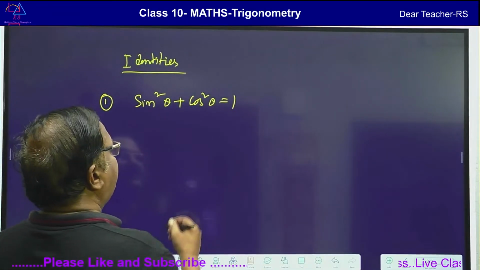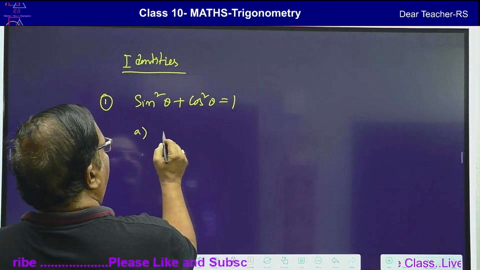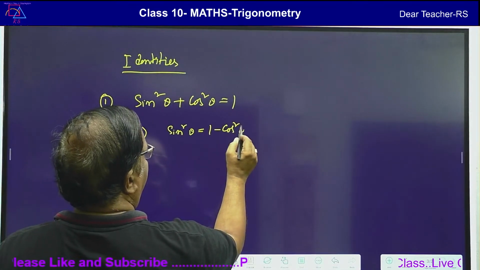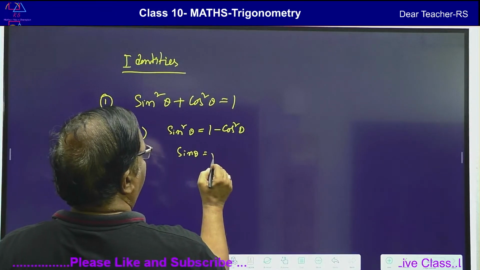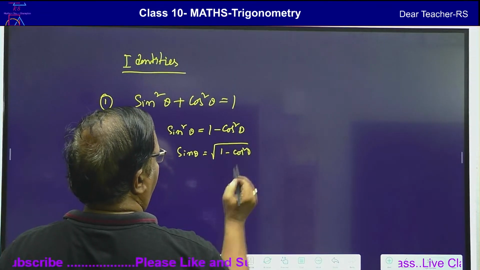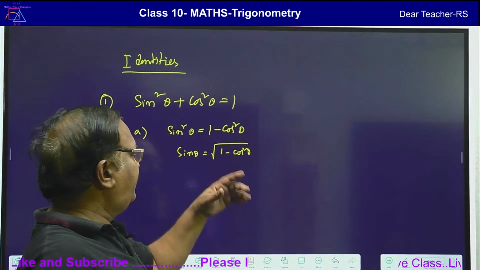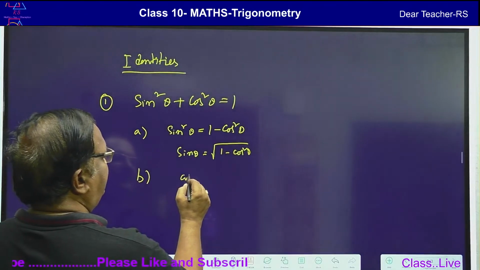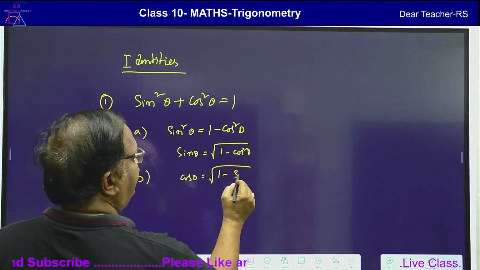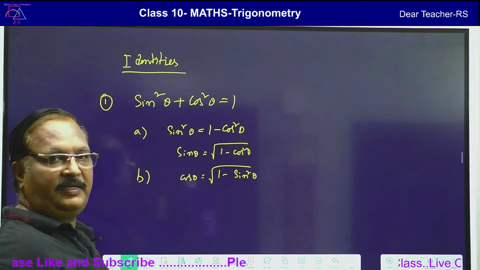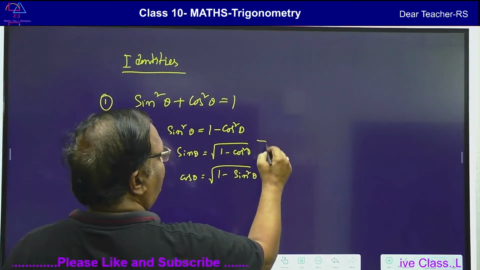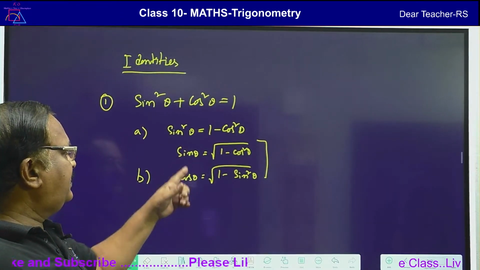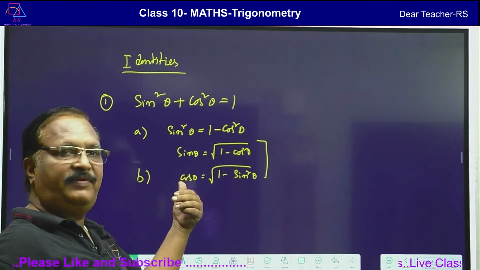So this identity also can be written like this. Sin square theta is equal to 1 minus cos square theta, you can write also. In turn sin theta is equal to square root of 1 minus cos square theta. Cos is given. If you want to find out sin, this is the formula. In the same way, you can write cos theta is equal to square root of 1 minus sin square theta also. Okay, so these two come from the first identity. When cos is given, you can find out sin. When sin is given, you can find out cos.